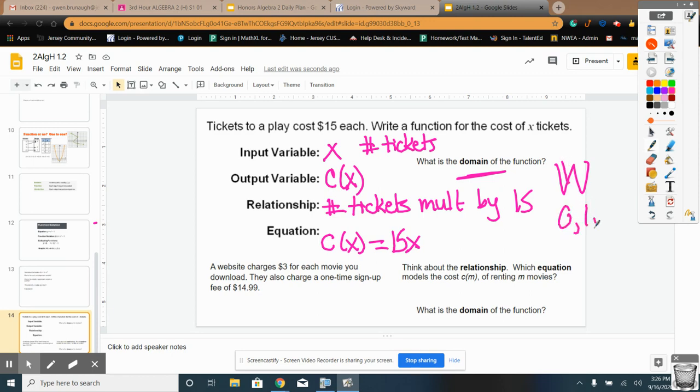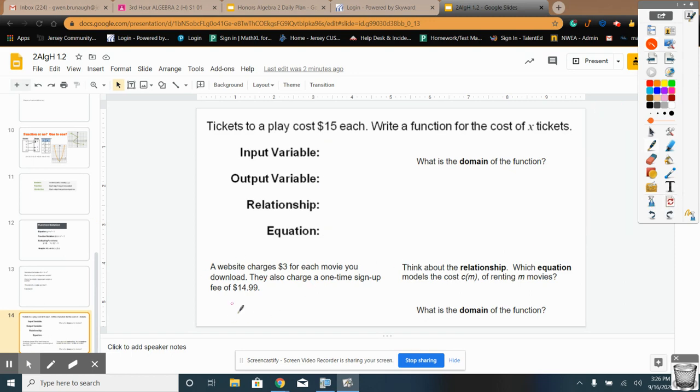Your 0, 1, 2. Some of you might say it has to be the natural numbers. Some of you might say you can't have 0 tickets or you don't have a show. That's fine. I'm okay with that. But I don't want half numbers and I don't want integers or all real numbers because you can't have a half of a ticket.